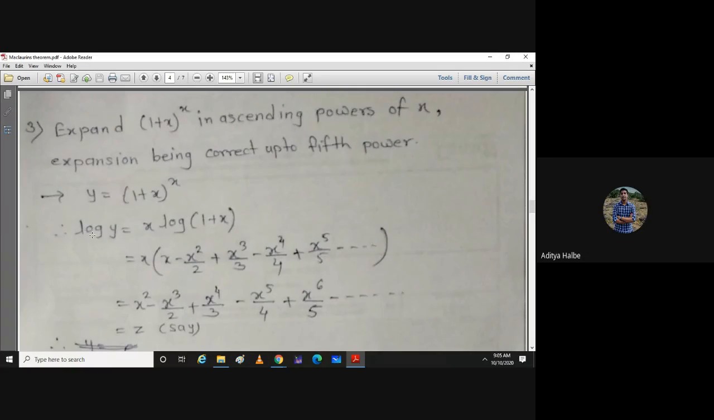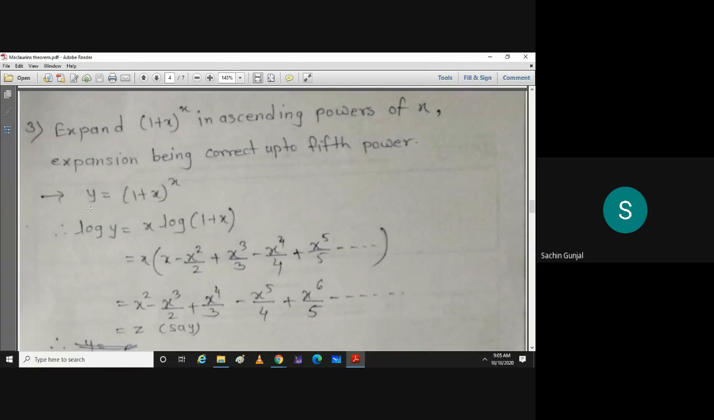Sir, x should also be expanded, right? Which one? It's x log 1 plus x, right? So, sir, x should also be expanded, right? There is no expansion of x. x is a single term because we are writing in ascending powers of x. Okay, sir.